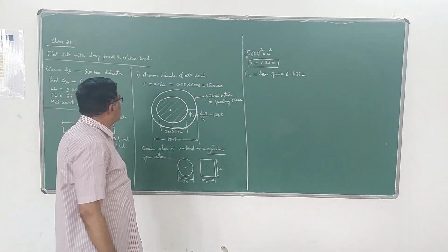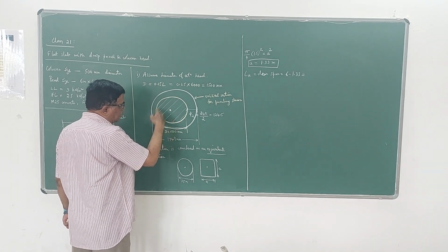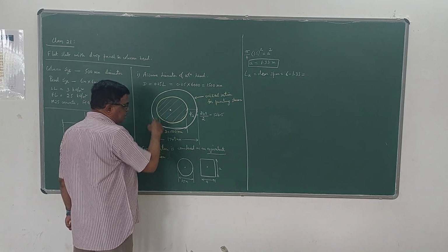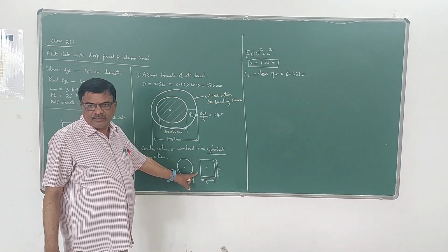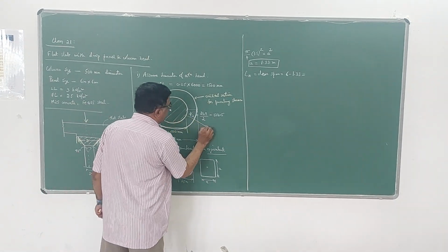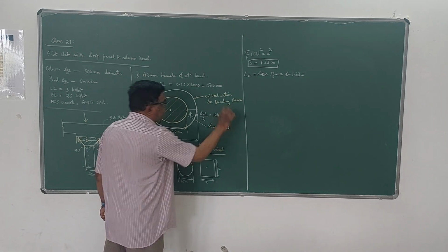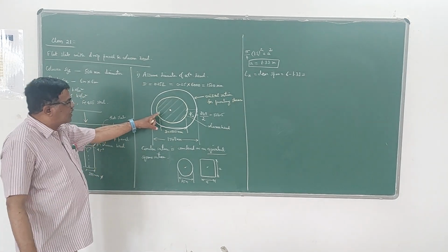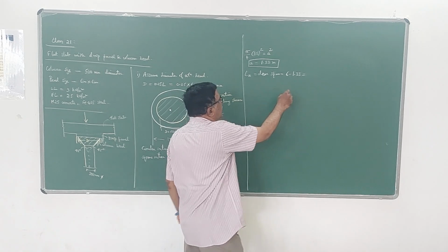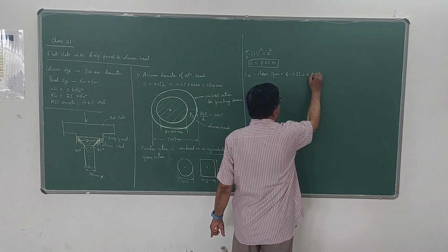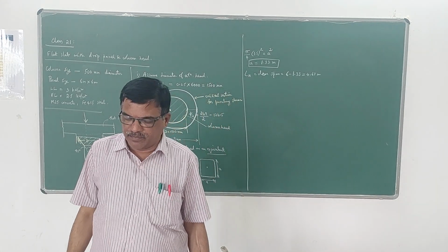So now what we are doing is treating the circular column head as an equivalent square column head. That's all. So we are transforming the circular column head into a square column head. So 6 minus 1.33 becomes 4.67 meters. This is the value of Ln, the clear span.